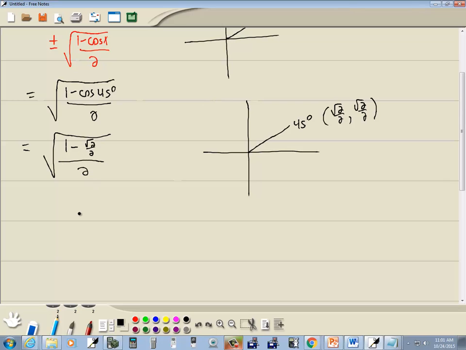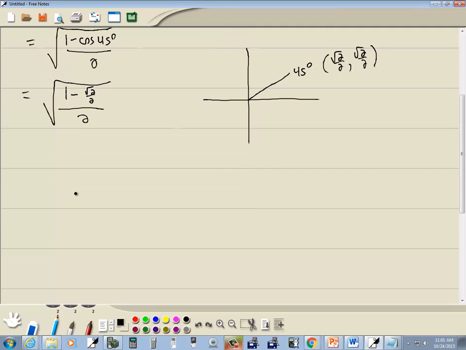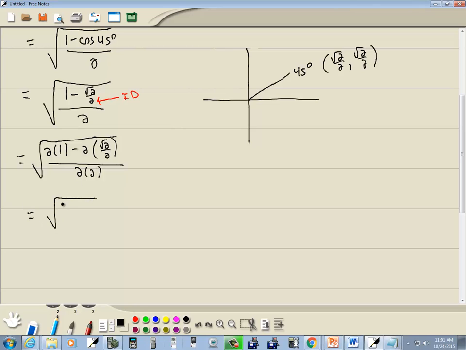All over 2. Now we can't have a fraction inside of a fraction, so multiply everything by the LCM of all our inner denominators. This 2 here would be our inner denominator, so multiply everything by 2. So we'll take 2 times 1 minus 2 times square root of 2 over 2. And down here we got 2 times 2. So that gives us square root of 2 minus, those 2's cancel, square root of 2 over 4.